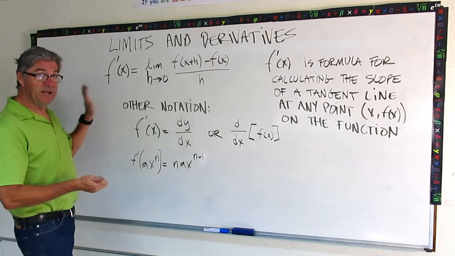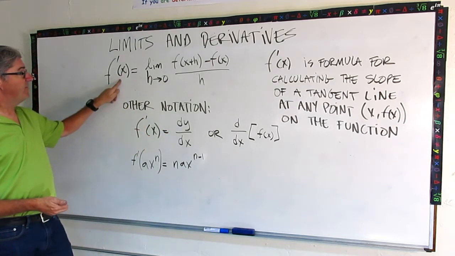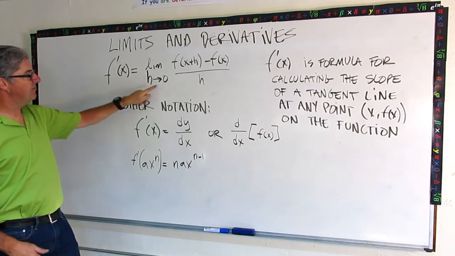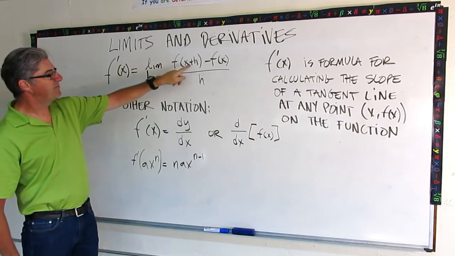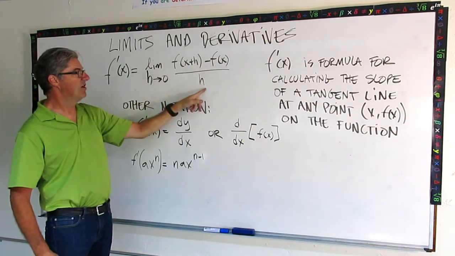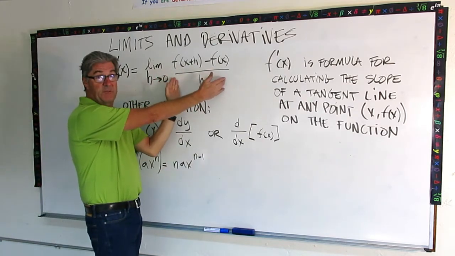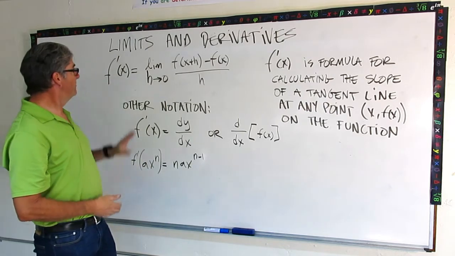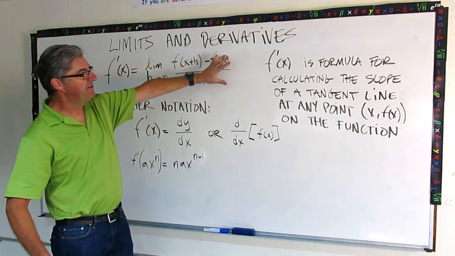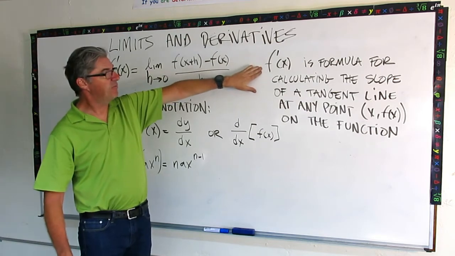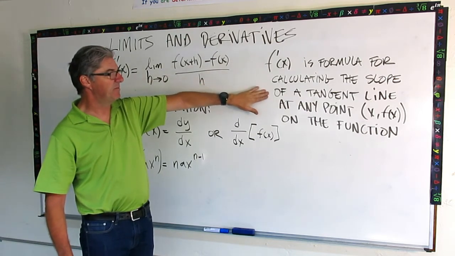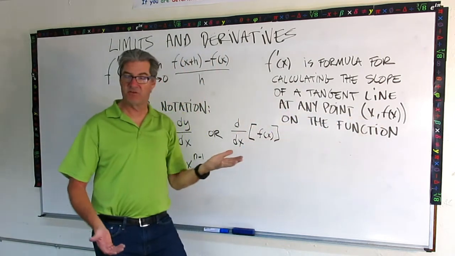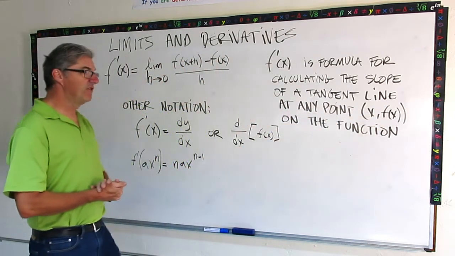Okay, so putting that into limit notation, the derivative function, remember f prime of x, is the limit as h approaches 0 of f of x plus h minus f of x over h. This is that difference quotient that we came up with when we were looking at the slopes of secant lines. Okay, so that's just a review of what that is, and here's some words for that. F prime of x is the formula for calculating the slope of a tangent line at any point x, f of x, on the function. Okay, so that's a good thing for your notes.